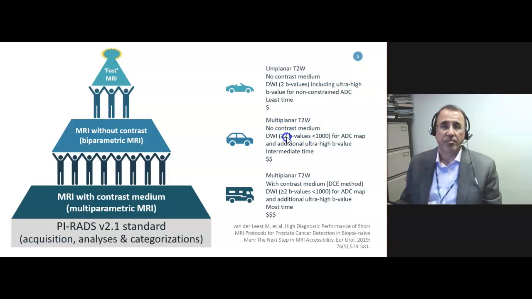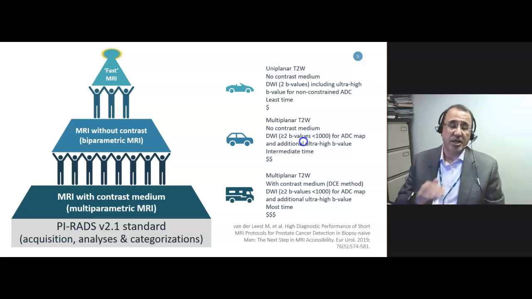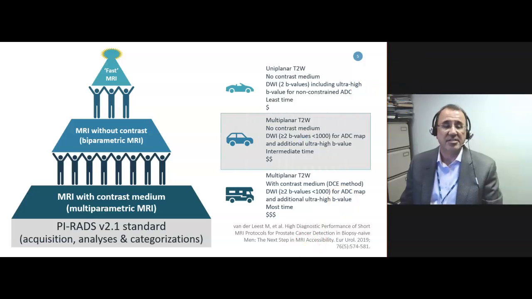Biparametric MRI does not compromise on the T2 or the diffusion, but does not use contrast medium. And the new fast MRI is a uniplanar T2 image, no contrast medium injection, and the diffusion imaging is compromised because there are two b-values. The second, higher b-value can be higher than 1000, so there's a non-constrained ADC map. And of course this takes the least amount of time and is the least expensive.